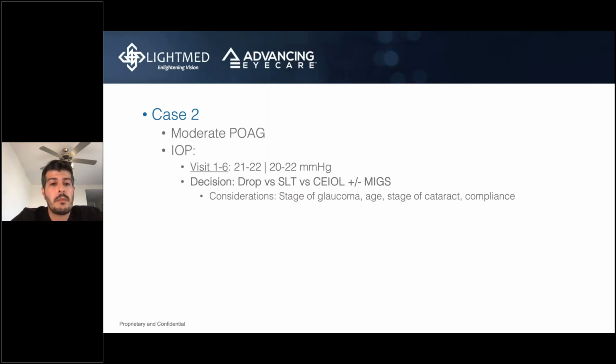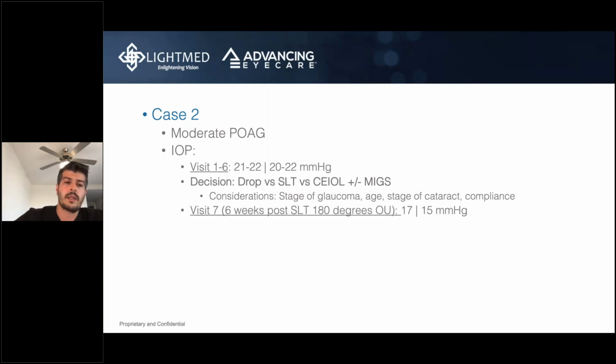And compliance, this is a patient that missed 2 visits. So if we prescribe an eye drop, what are the chances that he's going to actually take it? Probably less than 50%, assuming it's covered and everything. So we ended up doing SLT in both eyes, and pressure went from low 20s to 17 in the right and 15 in the left. And I'm happy with that pressure, and we're going to follow him with that pressure in his glaucoma stage and see where we end up at.